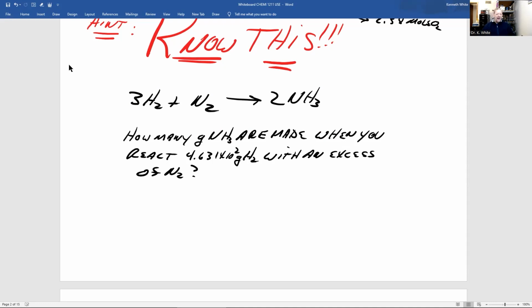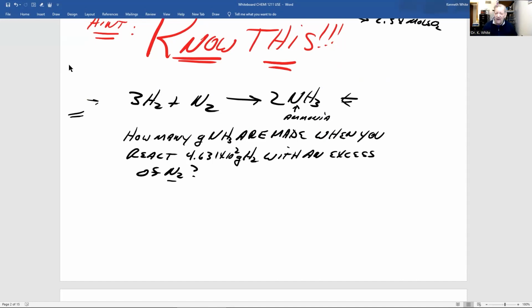All right, let's look at the following. Notice I'm not putting any points here because you'll see this is an important part of another problem which we should get to today or tomorrow. How many grams of ammonia, NH3 is ammonia, are made when you react 4.631 times 10 squared grams of hydrogen with an excess of nitrogen? So first of all, let's talk about this reaction.